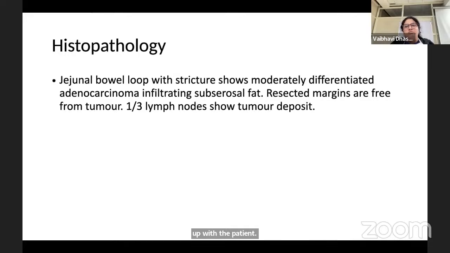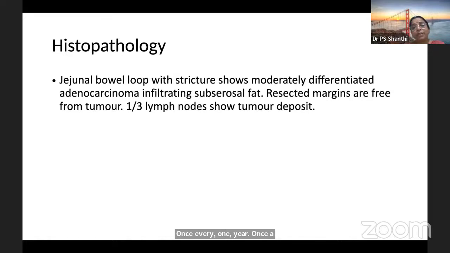So we can do a PET CT in this case first to see if there are any other active nodes or any metastasis, and then follow up once every year, once a year. What are the complications you expect from this patient?